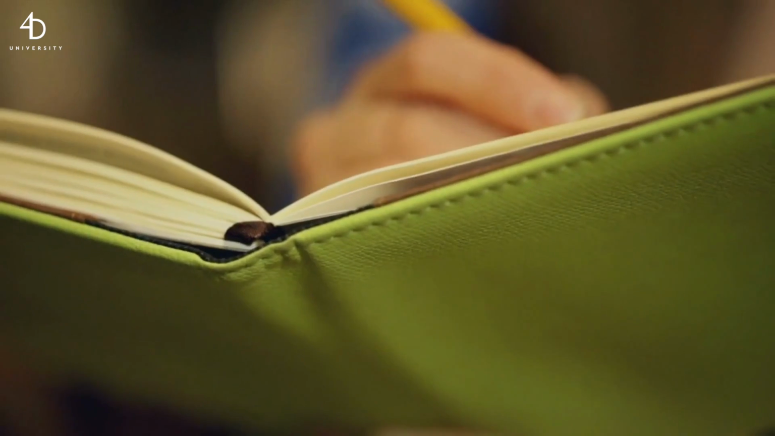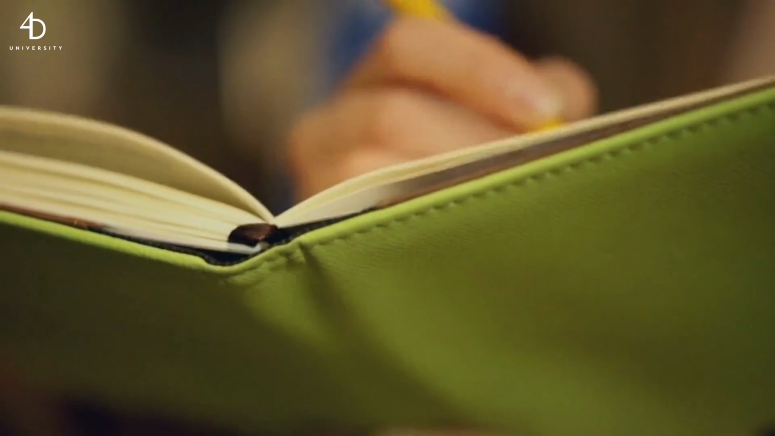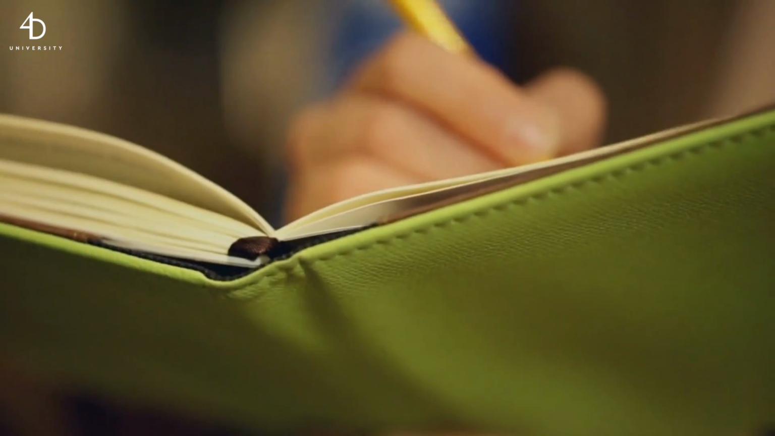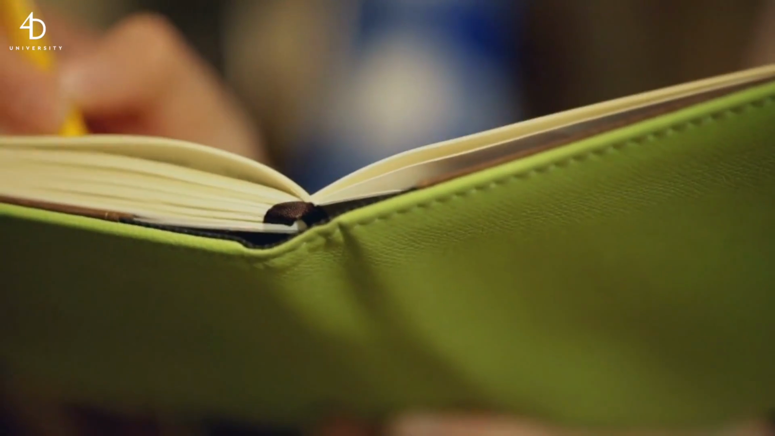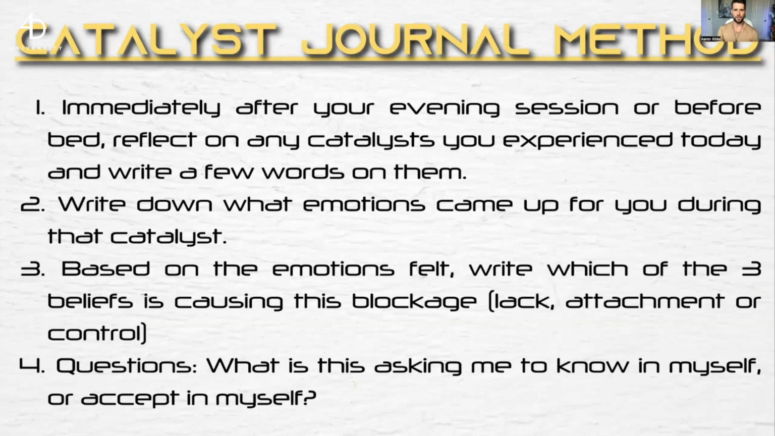Just have your journal ready in your meditation room or whatever. And after you're done meditating, pull it out and write down every major experience that you are aware of today that you felt was a catalyst to you. Reflect on it, right? Just write it down. What was it? Number 2, the second step is then to write down what of those 3 negative emotions really came up in that catalyst.